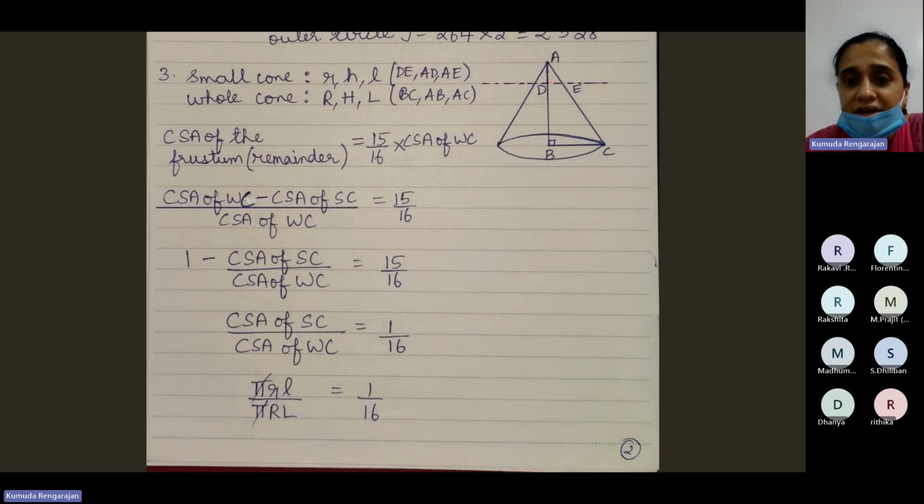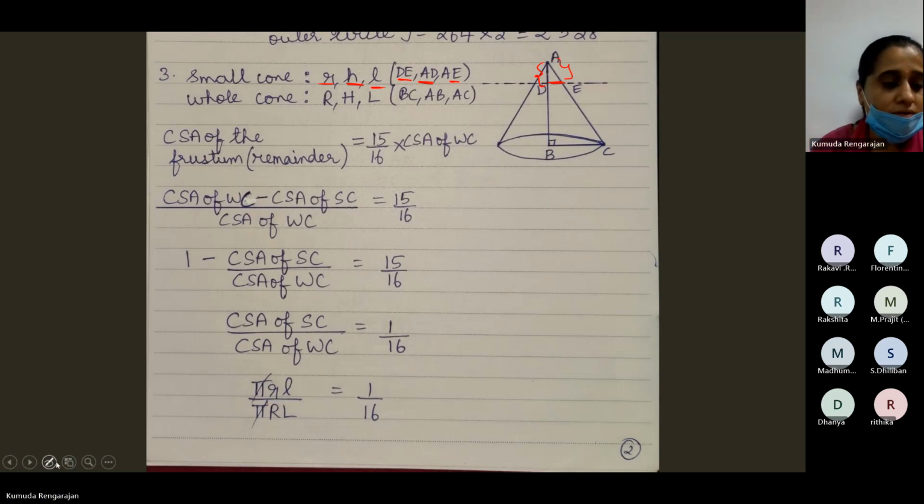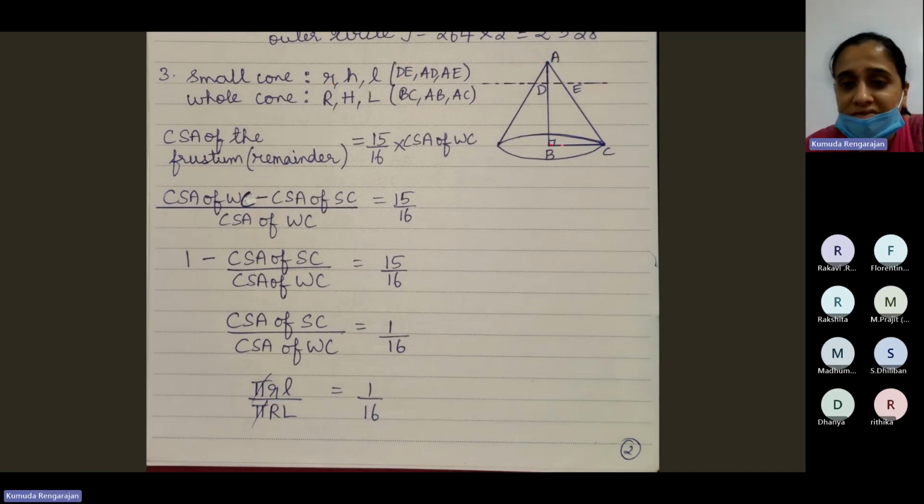So this is the radius of the small cone, DE, D is the radius. The perpendicular height is AD. And the slant height is AE, correct? Now for the whole cone, BC is the radius. We use a capital letter R. And AB is the altitude, capital letter H. And AC is the slant height, capital letter L. So small letters for small cone, capital letters for whole cone. Nothing we have mentioned about the frustum here.